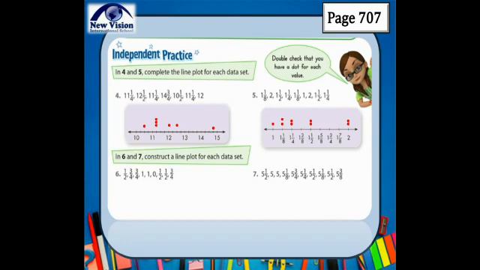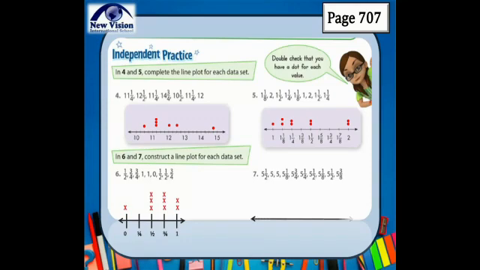In 6 and 7, construct a line plot for each data set. So first, let's make a number line: 0, 1/4, 1/2, 3/4, and 1. So aside from putting dots, we can also use X. So in this case, we will use X. 1/2, 3/4, 3/4, 1, 1, 0, 1/2, 1/2, and 3/4.